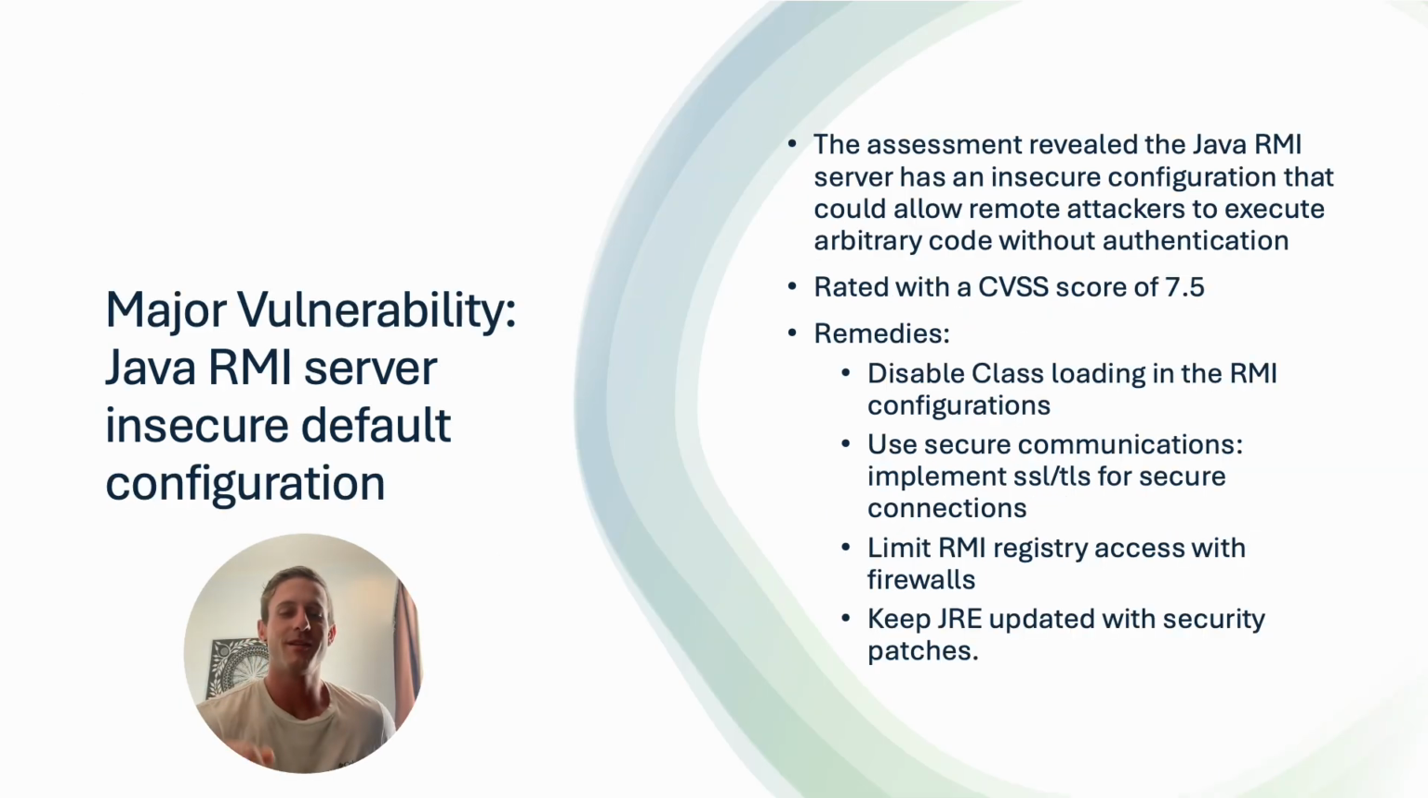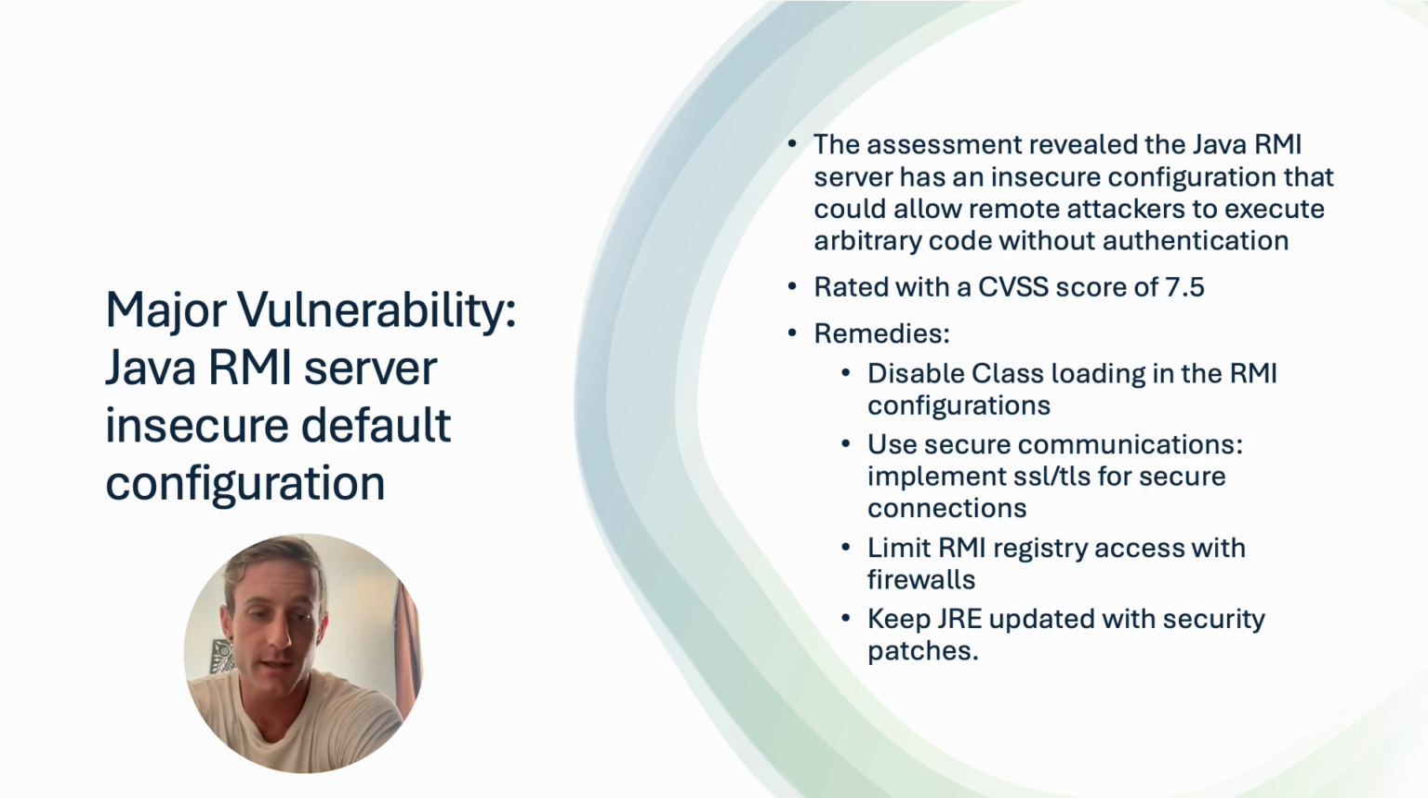All right, so the final major vulnerability I'll go over is that the Java RMI server is using an insecure, really just the default, configuration that it initially comes with. This assessment revealed that the Java RMI server has an insecure configuration that could allow remote attackers to execute arbitrary code without authentication. This is rated with a CVSS score of 7.5.